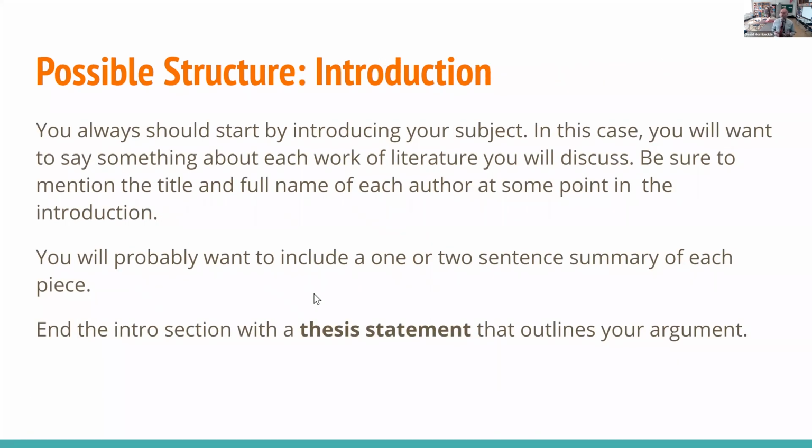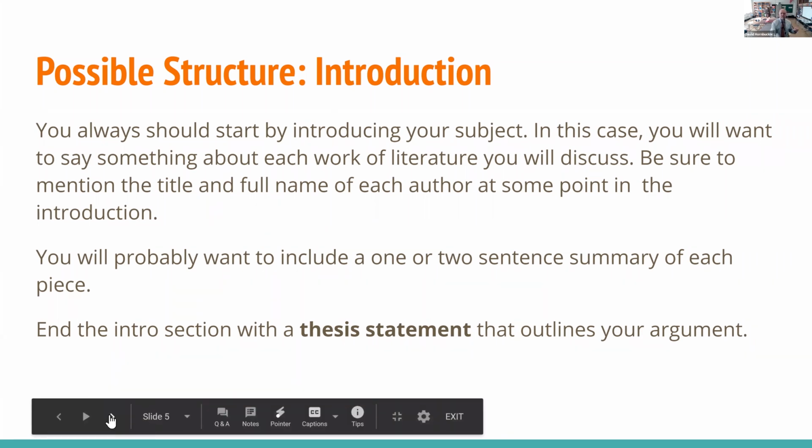So let's talk a little bit about how you might structure this essay. Similar to other essays you might write, if you've written other essays for me, some of this should be very familiar. You always start by introducing your subject, no matter what your essay is about. In this case, in the comparative analysis, you'll want to say something about each work of literature you will discuss. You want to be sure to mention the title and full name of each author at some point in that introduction. You'll probably want to include a 1 or 2 sentence summary of each piece. And then, of course, you want to end the intro section with a thesis statement that outlines what your argument is. Now let's just zoom in on that thesis statement for a minute.